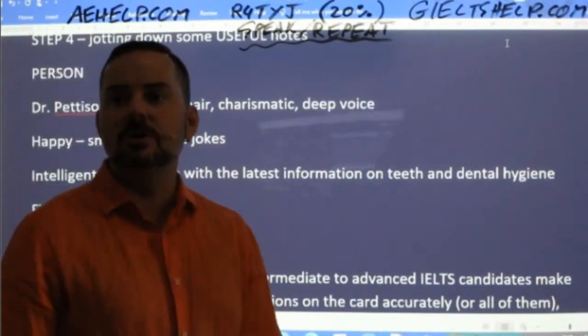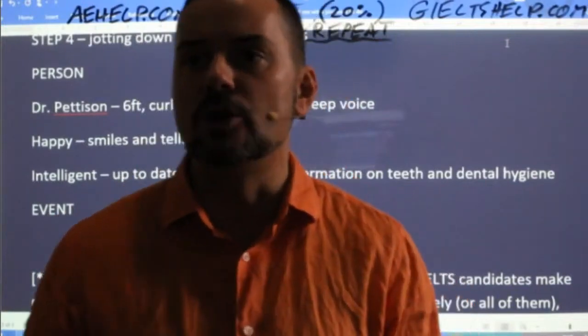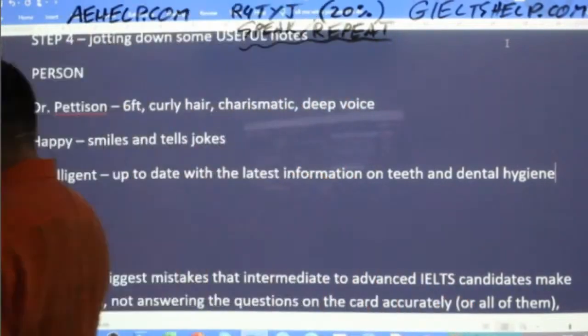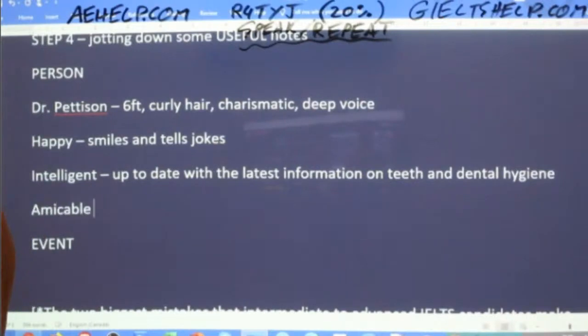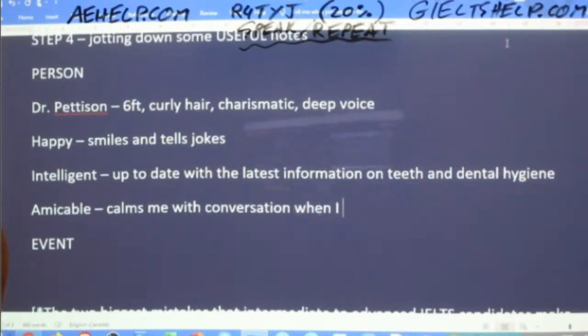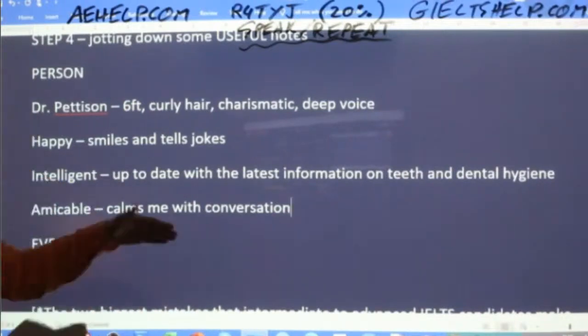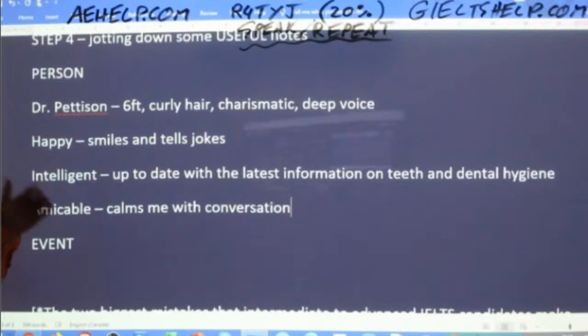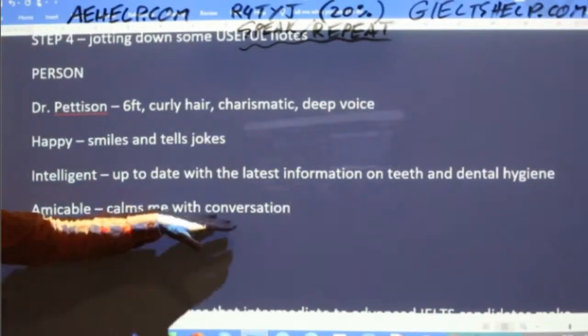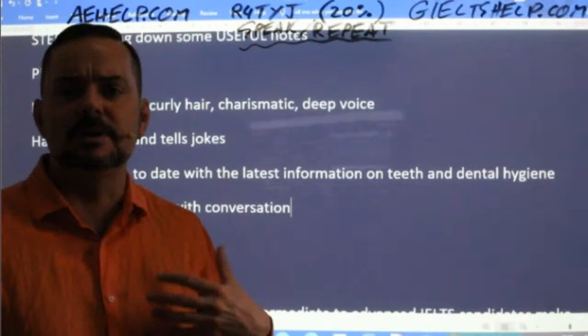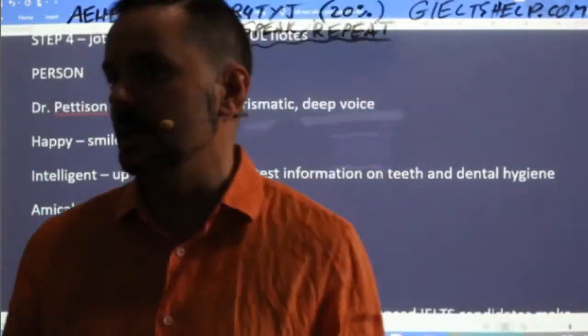Honey says he's an amicable person, calms me down when I'm nervous. Okay, good, Honey, very good. Okay, so here I don't need to write when I was feeling nervous because that's part of the card. So amicable, calms me with conversation. Very good, asks me about what I did that morning.